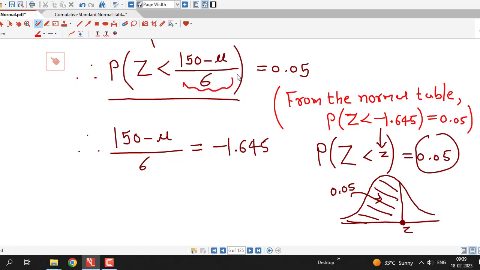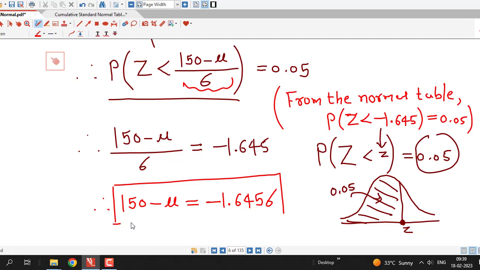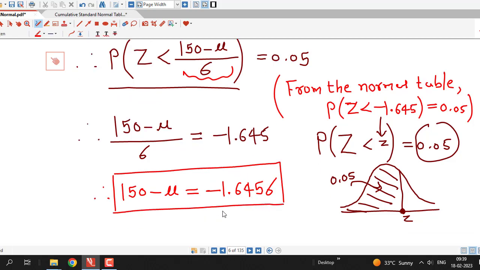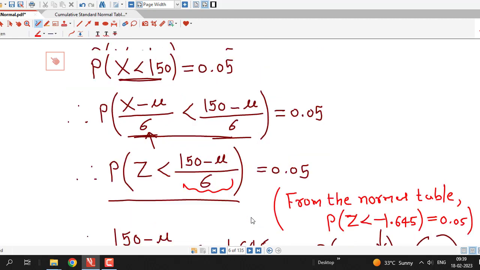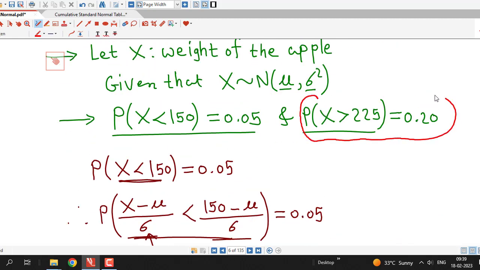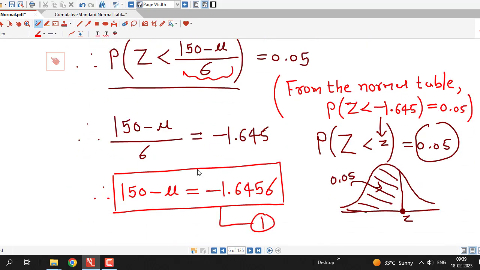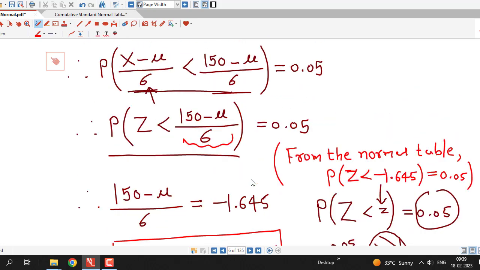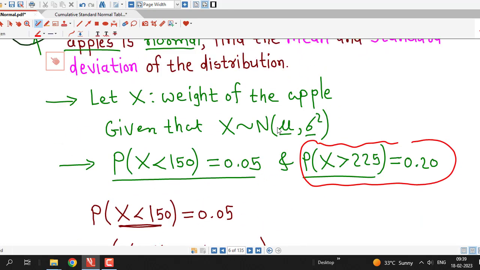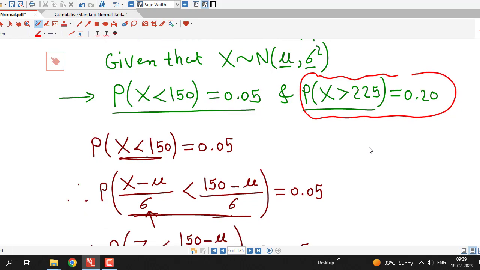Therefore, we consider this point equal to minus 1.645, and this I can rewrite as 150 minus mu equal to minus 1.645 times standard deviation sigma, and I will give this as equation number 1. And now we are using this probability, and using this probability we will find out another equation in terms of mu and sigma, and solving those two equations we will decide mean and standard deviation of the normal distribution.